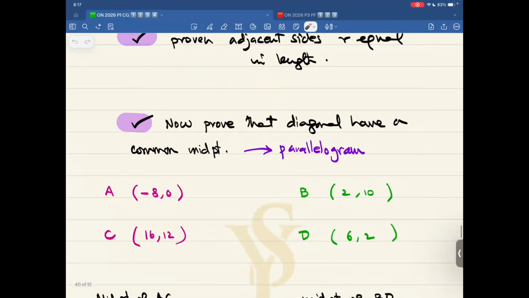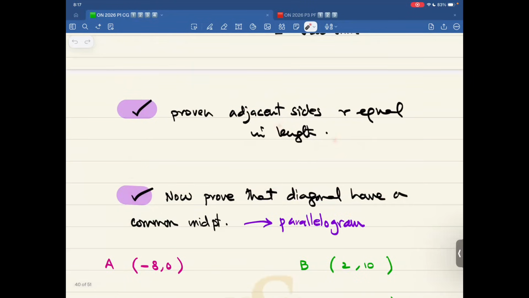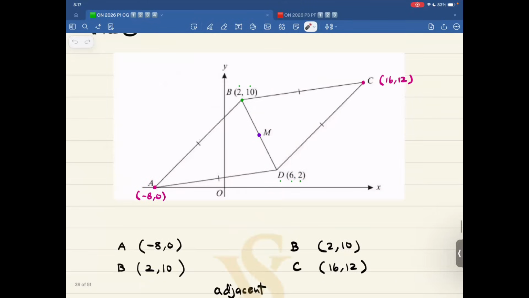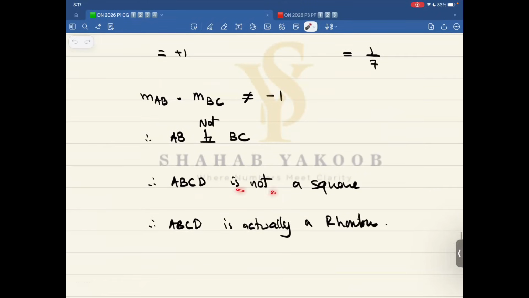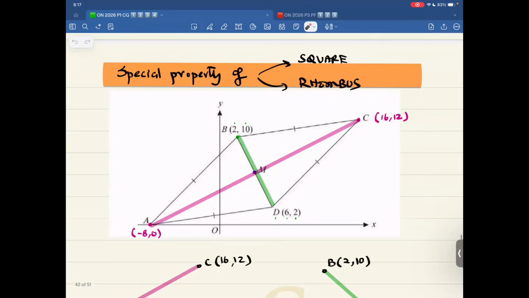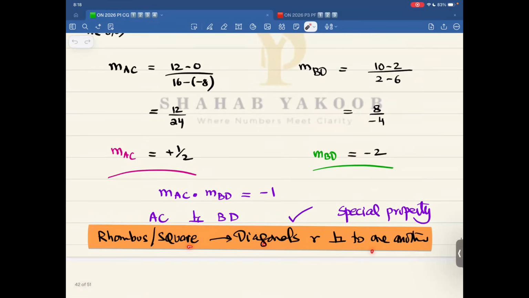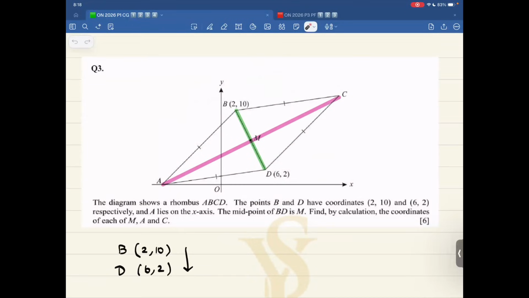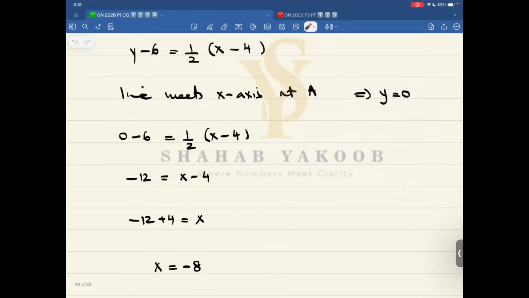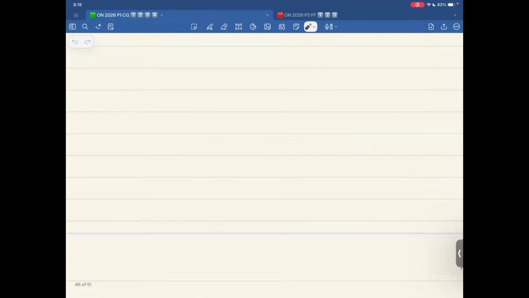I can start with this, prove that the diagonals have a common midpoint, and then if the sides are of equal length, it's a rhombus because the diagram is already given. And then it's not a square. ABCD is actually a rhombus. Special property of square and rhombus, that is, the diagonals are perpendicular to one another. It's only true for rhombus and square. Then we did this past paper question, a nice question. And that is where lecture number 3 ended.